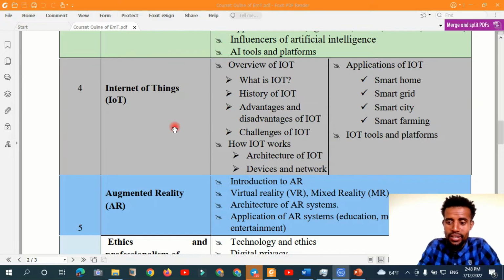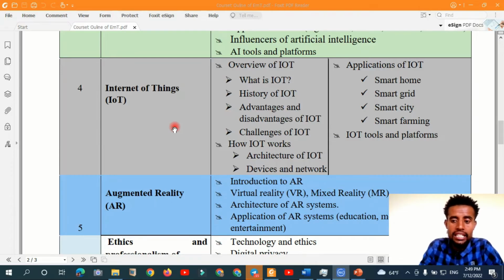By using Internet of Things, we can make our home smarter, we can make our city smarter, we can make our farming smarter. So we'll see the application of Internet of Things in different areas or different disciplines. And the last one is Internet of Things tools and platforms. Internet of Things needs different tools and platforms, which means some sort of hardware and software for deployment. So you will learn the tools and the platforms that will be used for the implementation of Internet of Things under chapter 4.